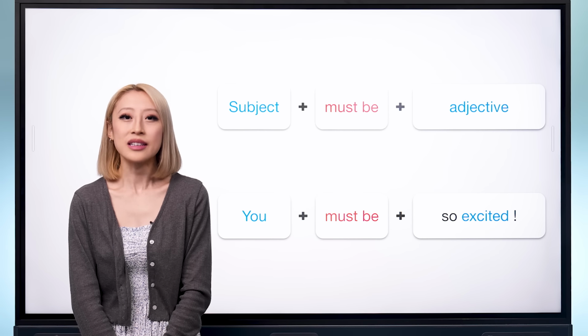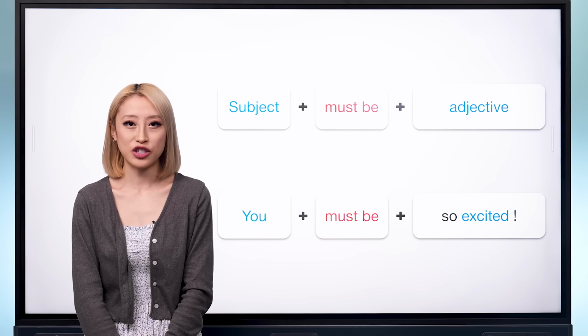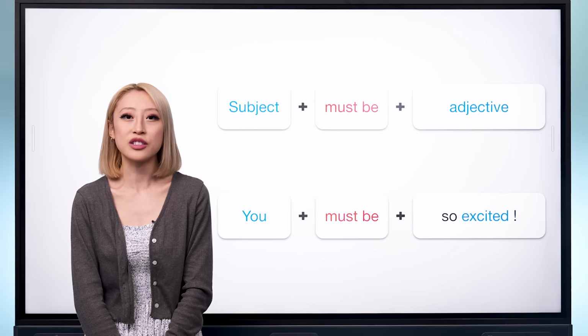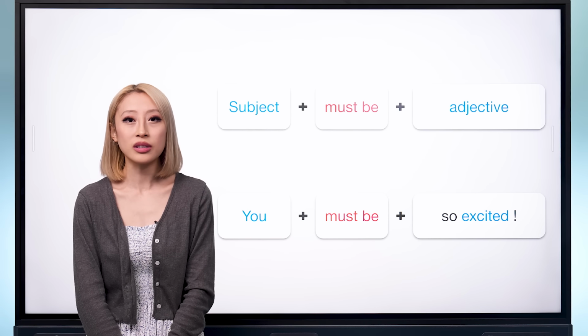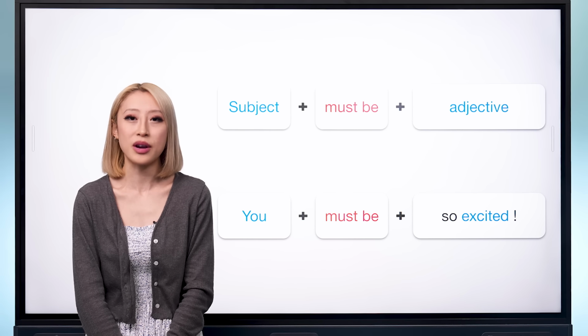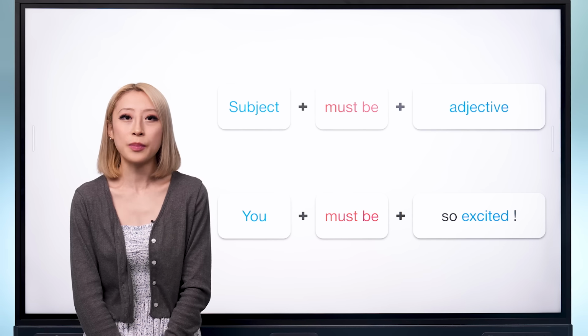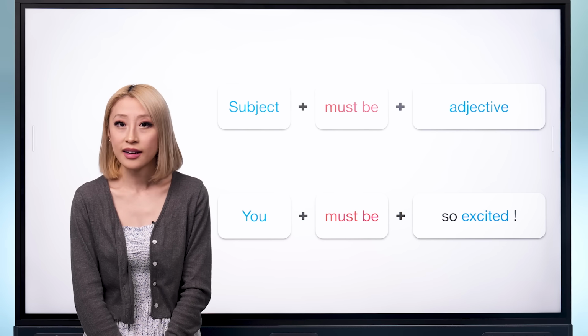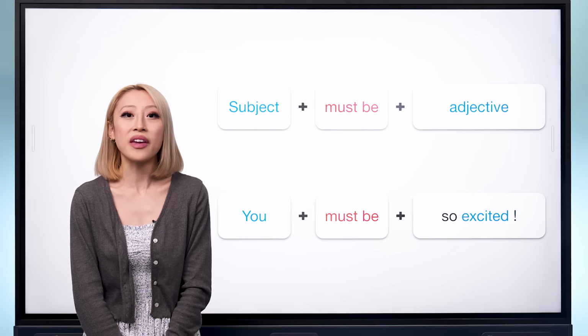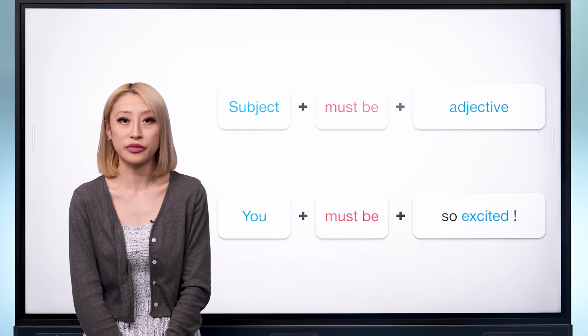This sentence pattern, subject, must be, adjective, is used to express a strong assumption or logical conclusion about a situation in the present. When someone uses this pattern, they are not just guessing. They are making a statement that they feel sure about based on evidence or something they've observed.